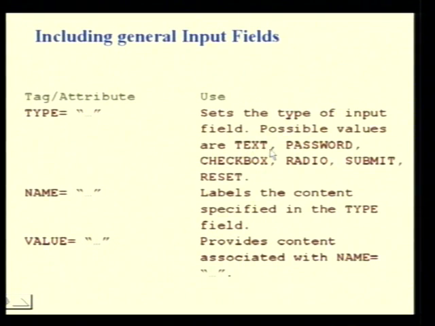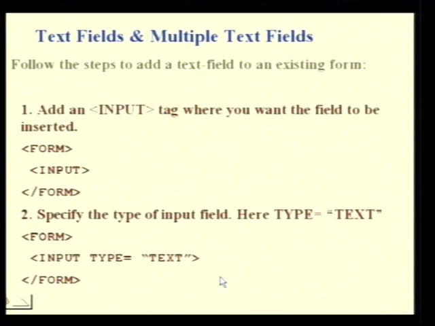Now there is another attribute with the form tag. Type equal to sets the type of the input field, possible values are text, password, checkbox, radio, submit, reset. That means the possible values of type could be any of the widget types for the form tag. Name equal to labels the content specified in the type field. Value equal to provides content associated with the name attribute.